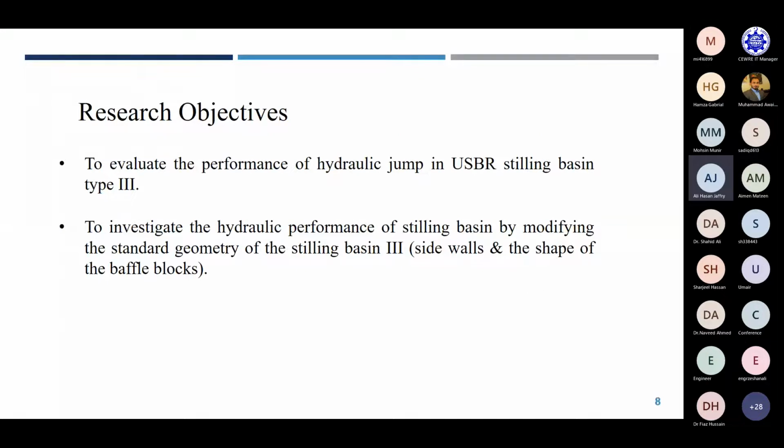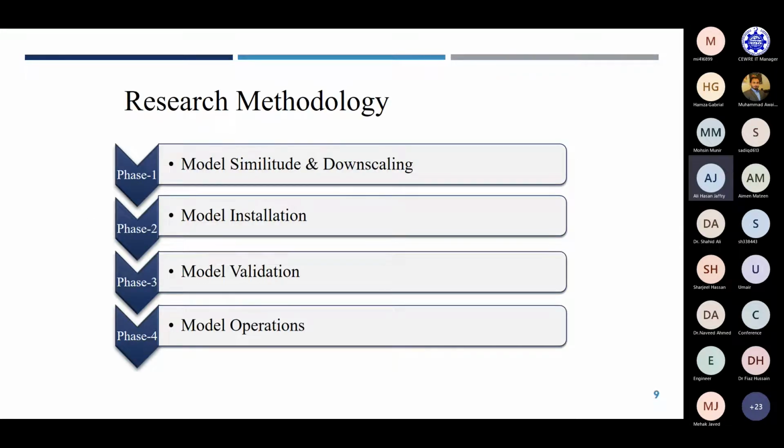My research objectives are to evaluate the performance of the hydraulic jump in the USBR stilling basin type 3 and to investigate the hydraulic performance of the stilling basin by modifying the standard geometry of the stilling basin 3, the sidewalls and the shape of the baffle block. Next. The research methodology includes model similitude and downscaling, model installation, model validation, and model operations. Next.